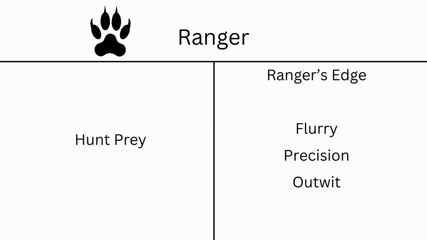The Flurry Ranger's Edge receives a gentler multiple attack penalty against their hunted prey. The Precision Ranger's Edge grants a bonus to damage the first time in a turn the Ranger hits their hunted prey. The Outwit Ranger gets a bonus to armor class and a bonus to skill checks against their hunted prey.